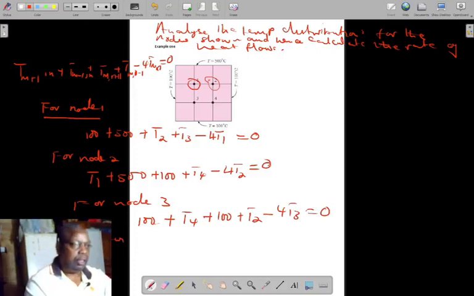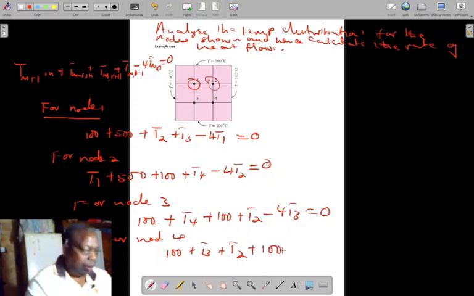For node 4, we have going to the right, you go to 100 degrees. Going to the left, you go to T3. Going up, you go to T2. Going down, you go to 100.